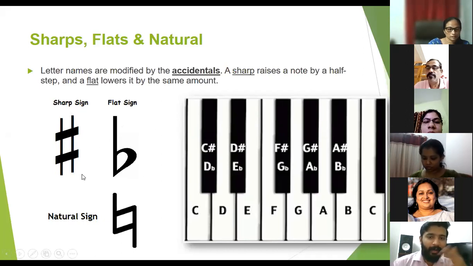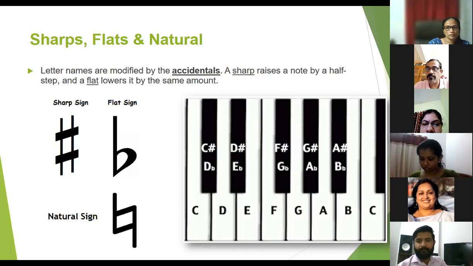Sharp means you go up a step. I'll give an easy explanation. Sharp, you go up a step. Flat, you come down a step. Natural, you cancel the flat and sharp. So sharp you go up, flat you come down, natural you cancel. So you can write that down, then we'll discuss it.